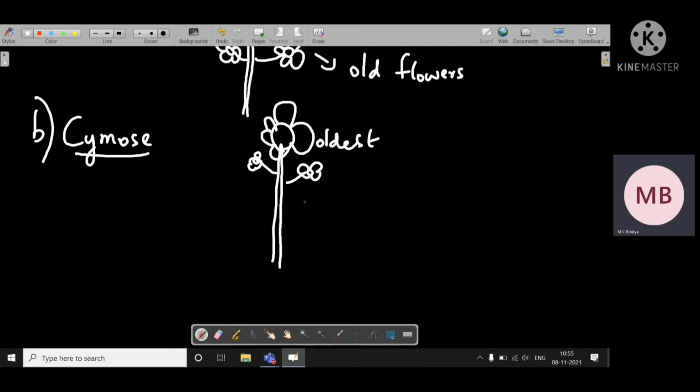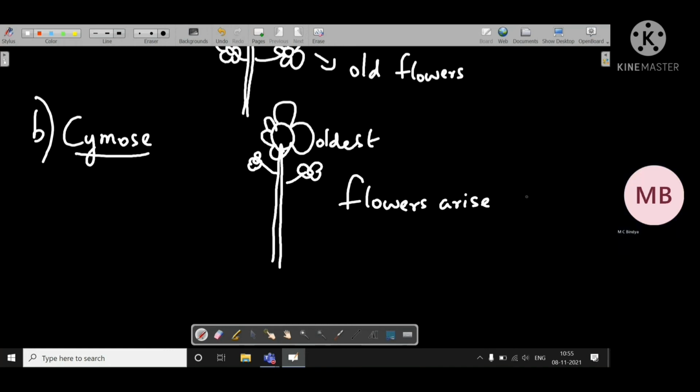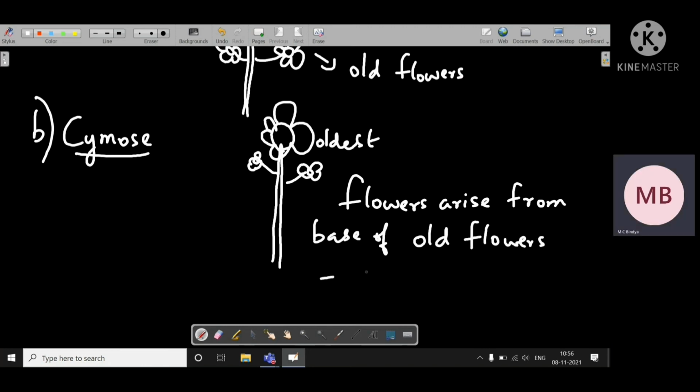So this kind of inflorescence is called cymose inflorescence, and here the flowers arise in this way, from the base of the older flower. Flowers arise from the base of old flowers. This kind of succession is called basipetal succession or basipetal order.